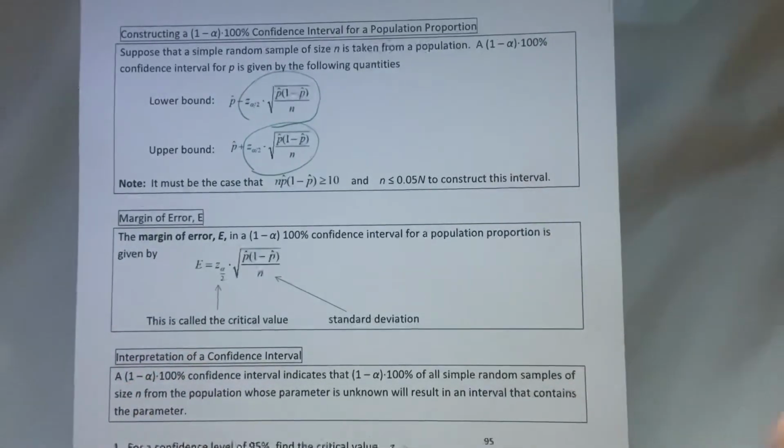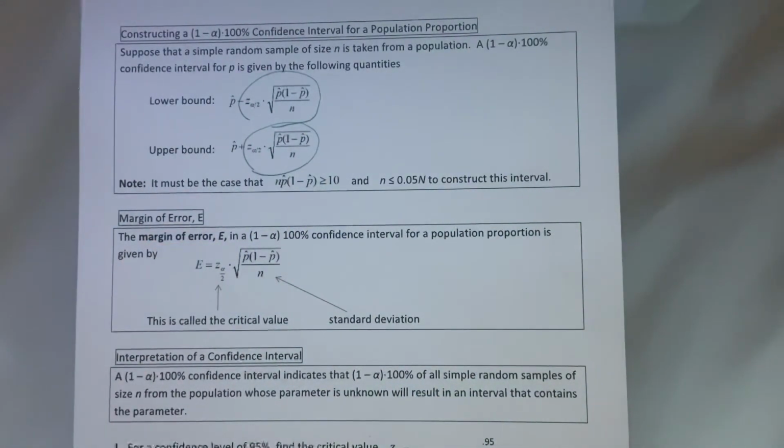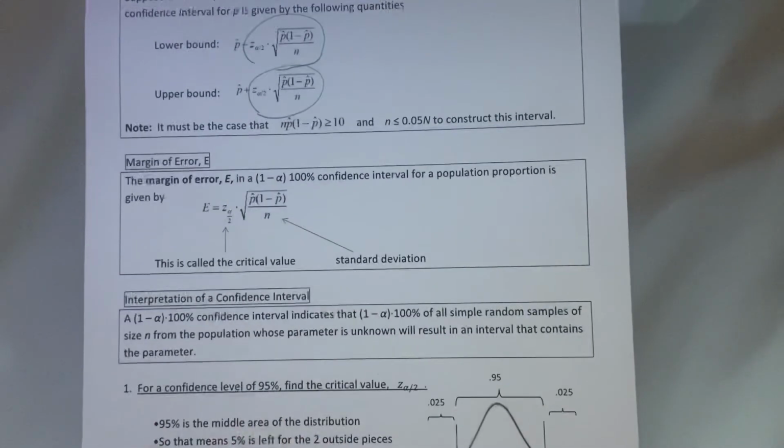So suppose a simple random sample of size n is taken. A 1 minus alpha times 100% confidence interval for p is given by the following quantities. The lower bound and upper bound are our p hat plus or minus this, our margin of error. Now, in order to use this, though, we need n times p hat times 1 minus p hat to be greater than or equal to 10. So all the ones in 9.1 will be this way, but when we head to 9.2, they may not be, and we'll talk about how we deal with that.